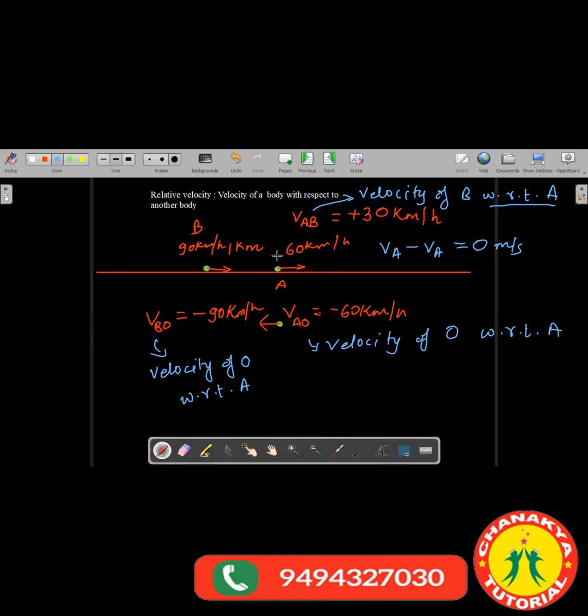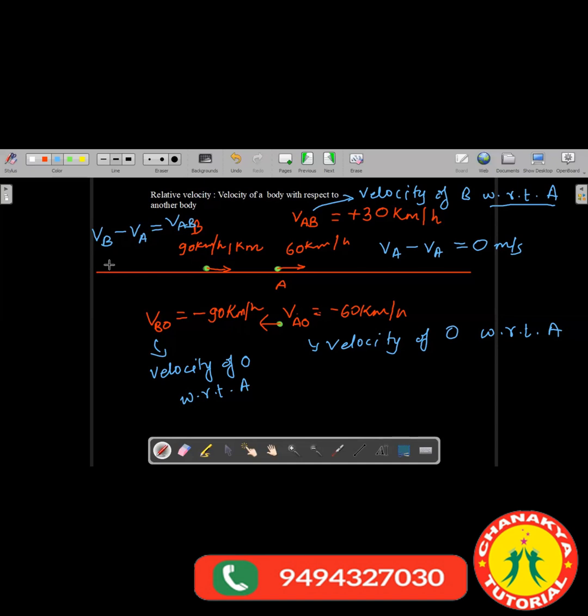Now, since I have subtracted from A, to balance it, since both of them are in the same frame of reference, I must also subtract the velocity VA from the velocity of B. So I should write velocity of B minus the velocity of A. So VB minus VA will give the relative velocity. This is what we call the relative velocity of B with respect to A.